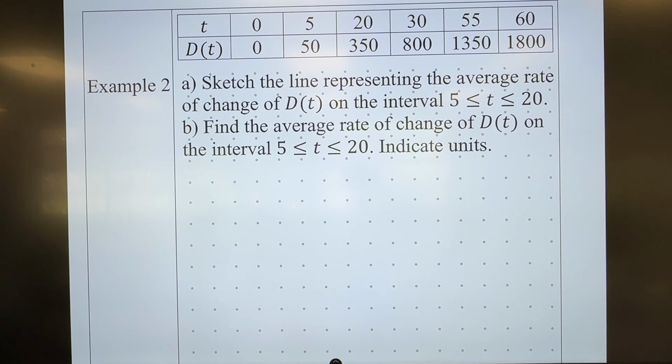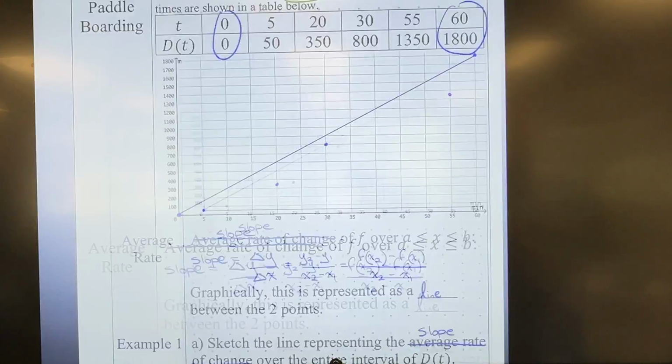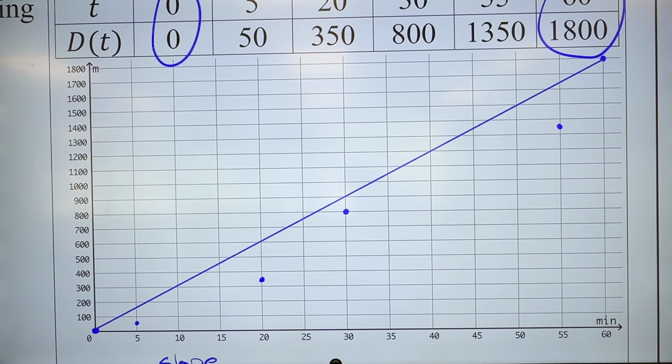So you're going to flip over the front side, and this time the interval is not 0 to 60, it's 5 to 20. So for 5 to 20, sketch that line right here. So go back to the front, 5 to 20. Where's 5 to 20? Oh, I'll do this one in lime green. Done. There it is.